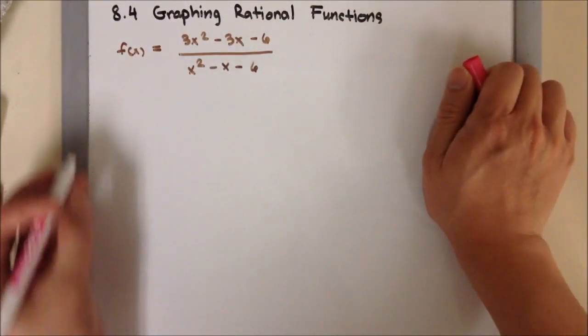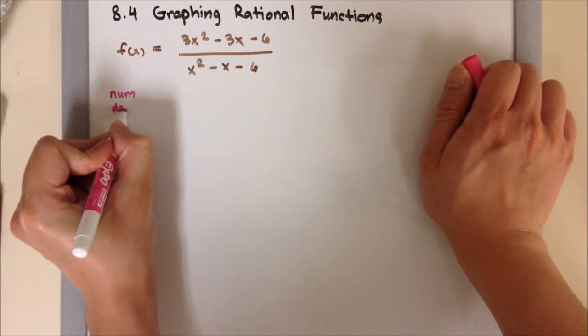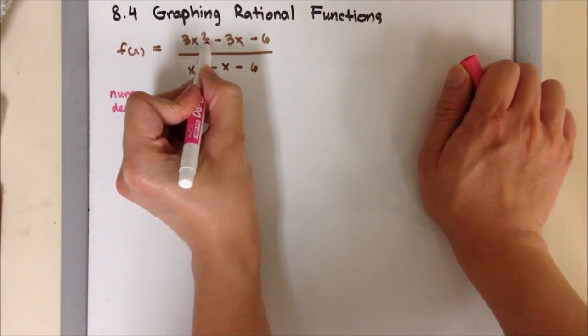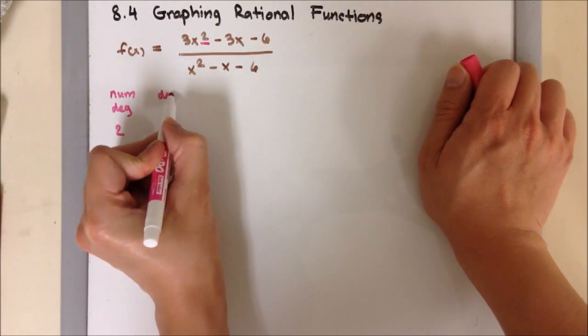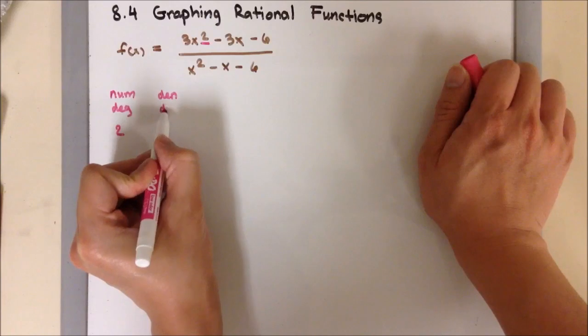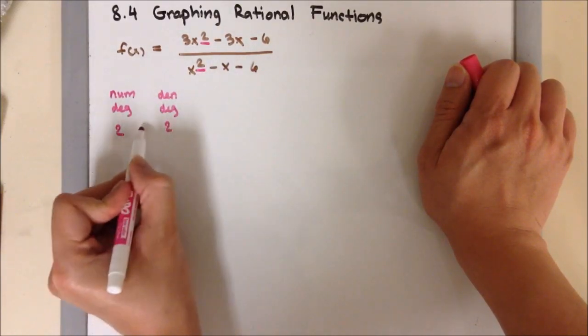So if you take a look at the numerator degree, the highest exponent in the numerator is 2, and then we compare it to the denominator degree, which is the highest exponent in the denominator, which is also 2.